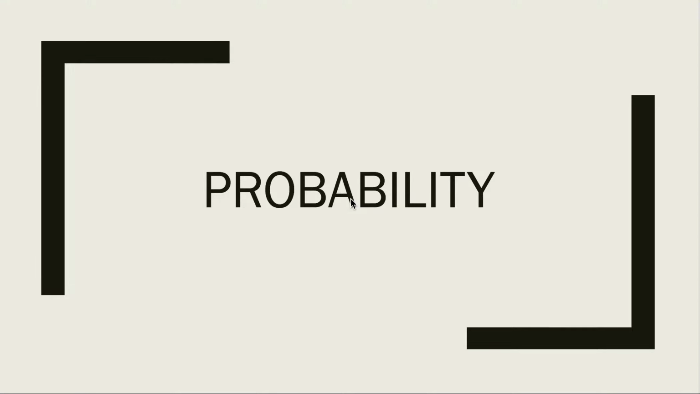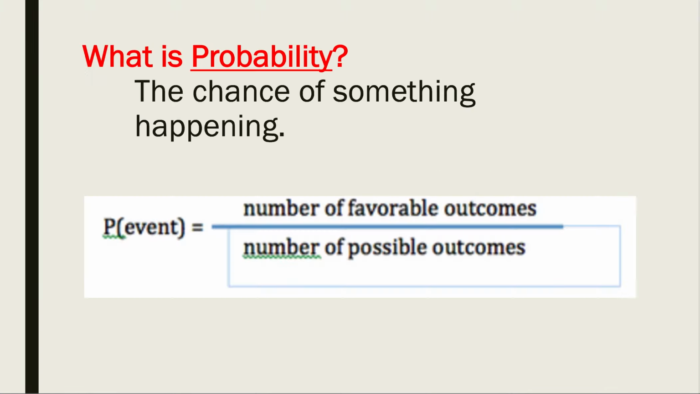In this section, we're going to continue our discussion on probability and look at a few additional examples. So first, just to review, the definition for probability that we learned in the last section is that probability is the chance of something happening. And we have our formula for probability: the number of favorable outcomes divided by the number of possible outcomes.